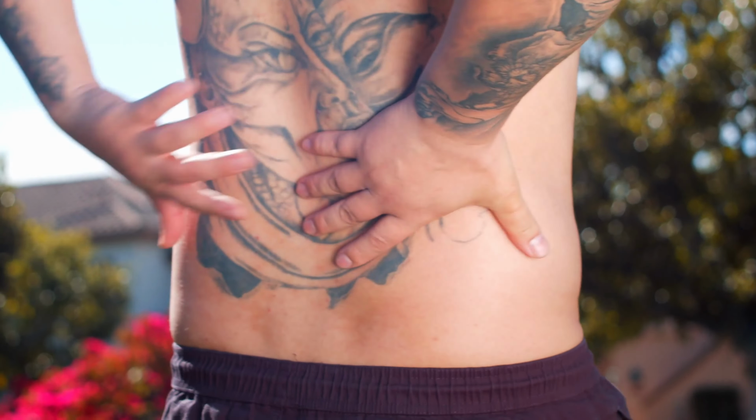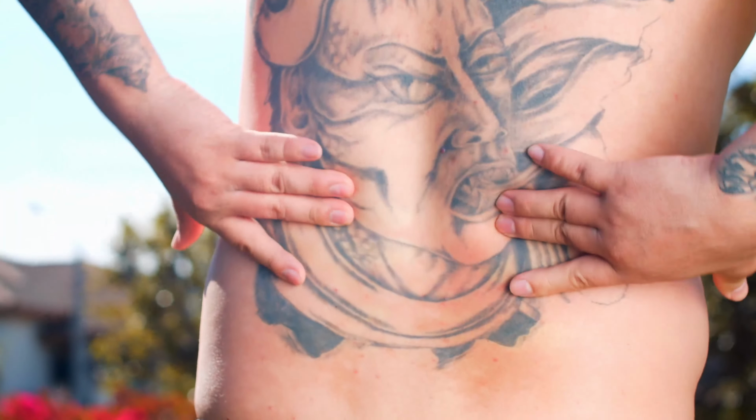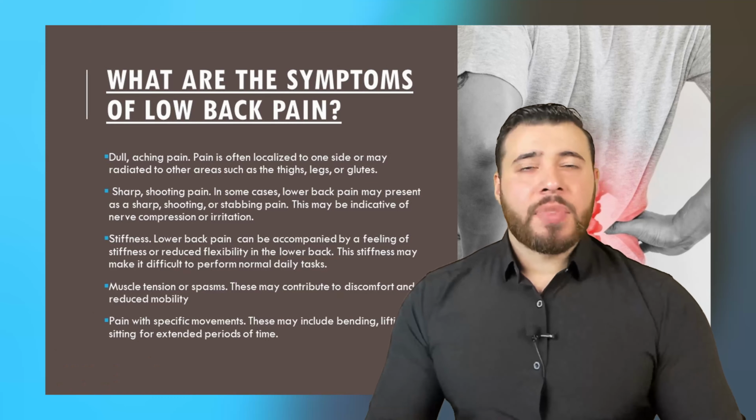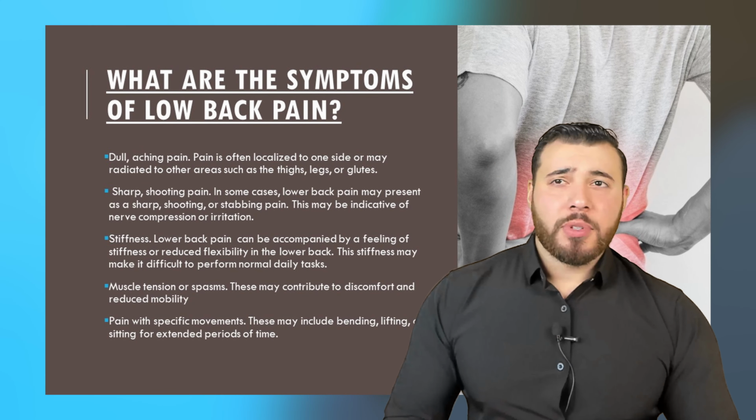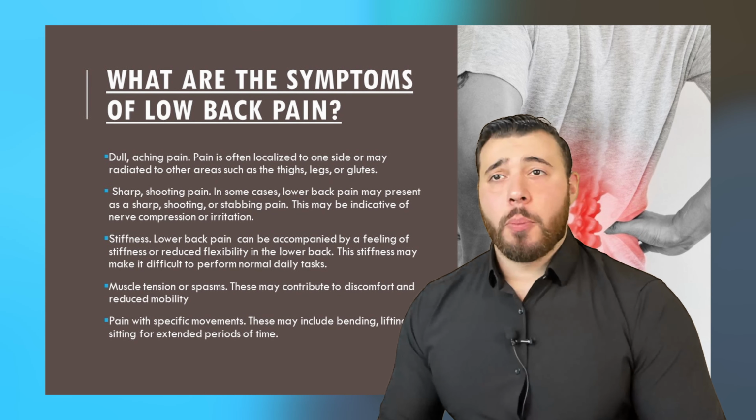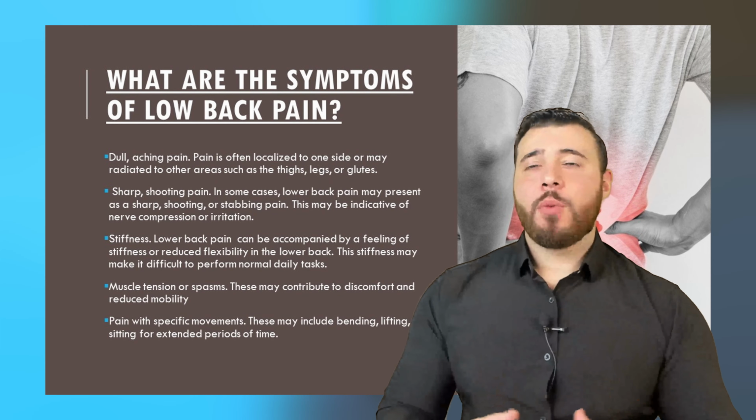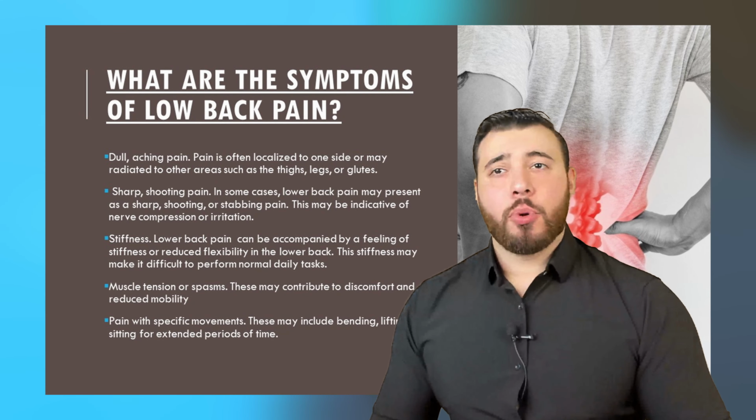The third symptom is stiffness. Lower back pain can be accompanied by a feeling of stiffness or reduced flexibility in the lower back. This stiffness may make it difficult to perform normal daily tasks. The fourth symptom is muscle tension or spasms. These may contribute to discomfort and reduced mobility. The fifth symptom is pain with specific movements. These may include bending, lifting, or sitting for prolonged periods of time.